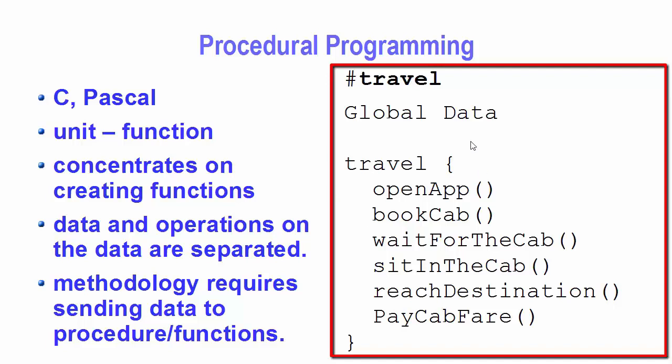Then we will translate this algorithm into actual code in a procedural programming language. In these types of procedural programming languages, we concentrate on creating functions, and the major drawback of using these functions is that data and operations on the data are separated. That means we need a methodology to send this data to these functions. So here we need to send this data which we have saved globally into these functions, and these functions take this data either as an argument or as a global variable and then perform some actions on this data and give you some result.